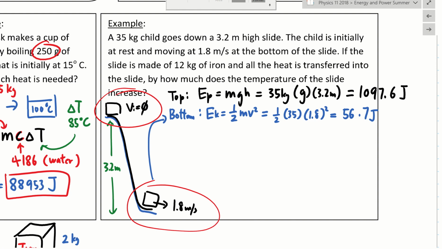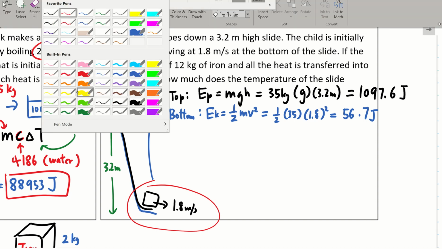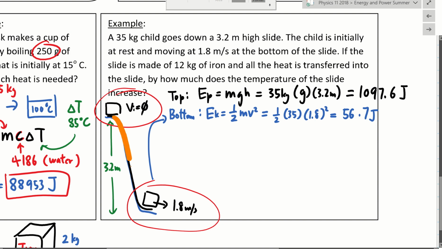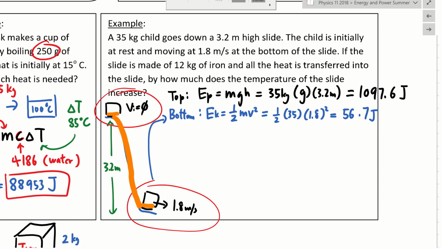Well, that is going to be energy loss due to what? Well, due to the object rubbing against the slide, right? Due to friction. Energy loss due to friction. When you rub your hands against each other, you create heat. When you slide down the slide, you create heat. So the energy loss is going to be due to friction.